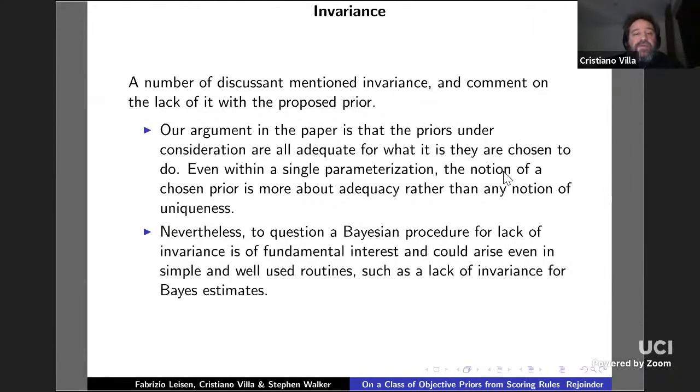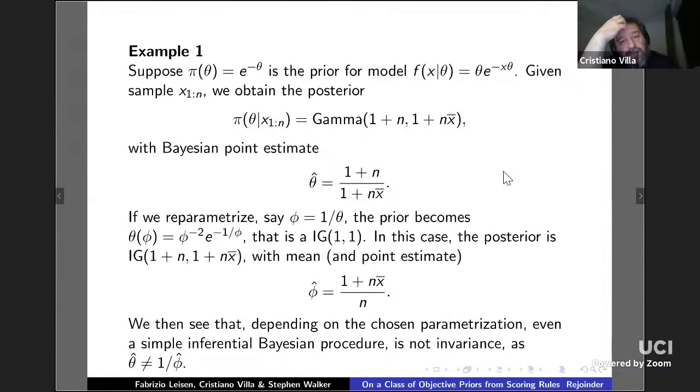So let me do a very simple example. Let's assume we have a sampling distribution that is an exponential, and we put a gamma(1, 1) prior on the parameter. We obtain a gamma posterior that has parameters 1 plus n and 1 plus n times the sample mean. And as Bayesian point estimate, we can take the posterior mean, which has the following form.